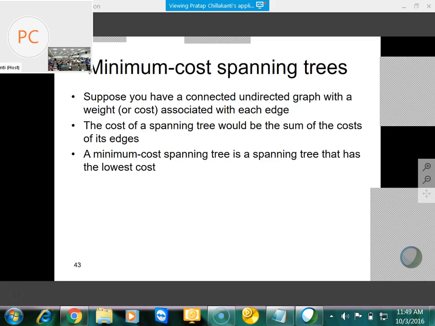So what is a minimum cost spanning tree? You are assuming that you have a connected undirected graph with some kind of weights associated with each edge. And the cost of the tree would be the sum of the cost of its edges. You have the edges there, the edge weights you add up, that's the sum of the cost. So a minimum cost spanning tree is then a spanning tree that has the lowest cost.